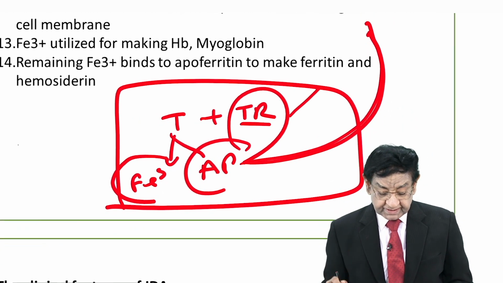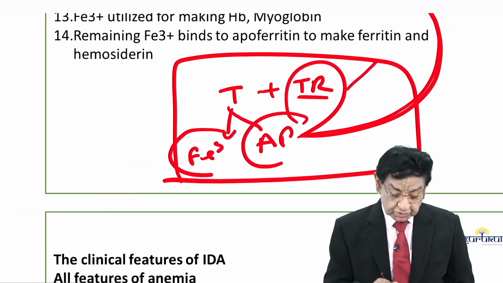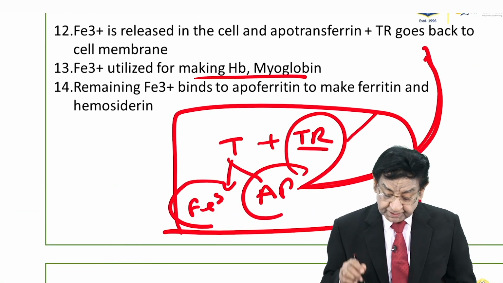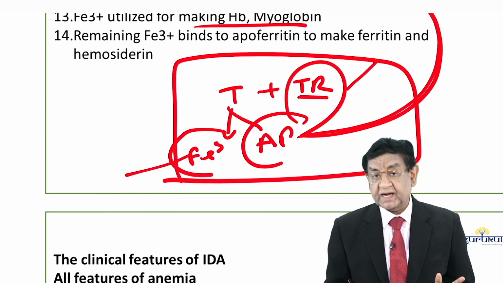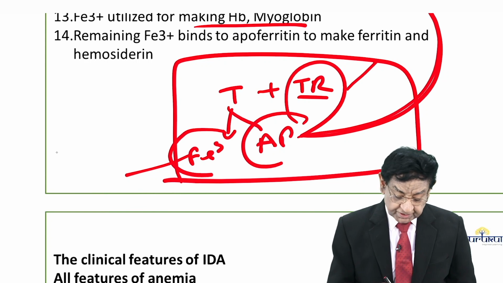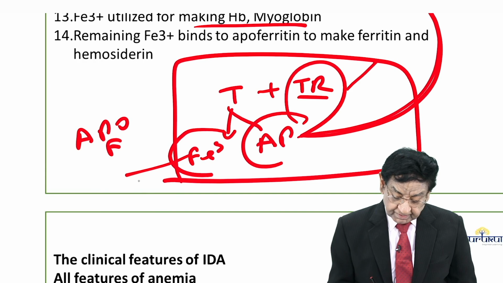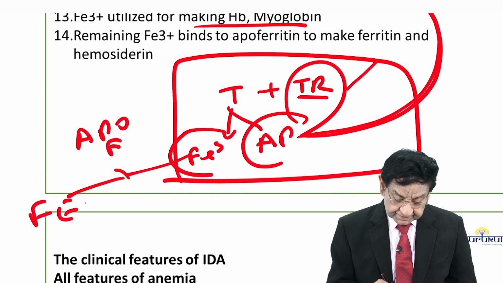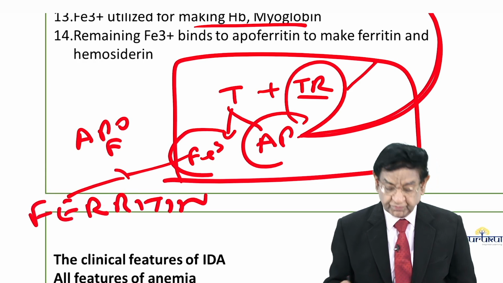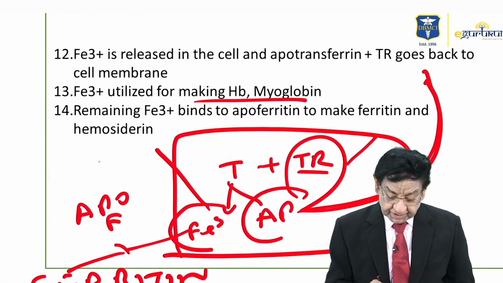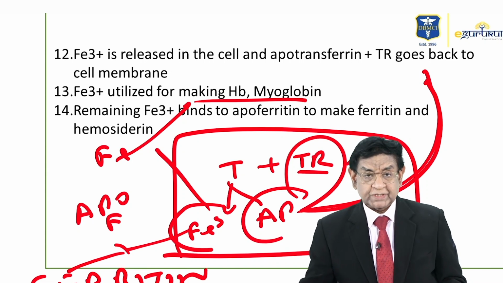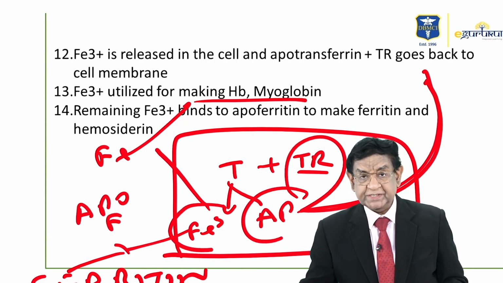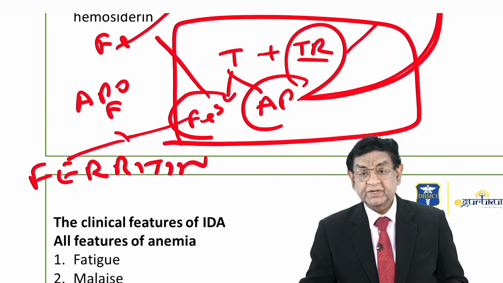Now this ferric will be used to make myoglobin and hemoglobin, and if it is not needed, if extra iron is there, it will bind with apoferritin. Apoferritin will combine with iron and make ferritin, which is the iron storage form. And this ferric will be converted into ferrous to make hemoglobin and myoglobin. So this is how ultimately iron from the diet reaches the place where it is needed.